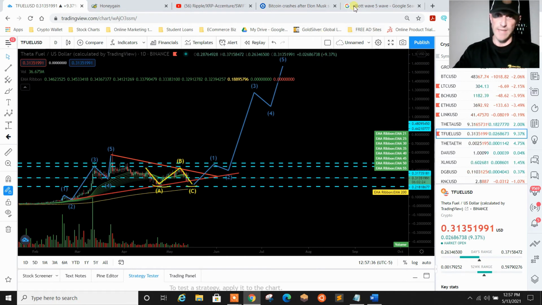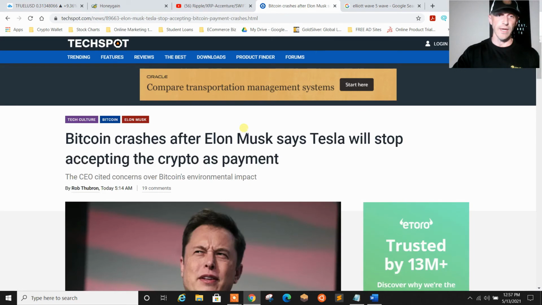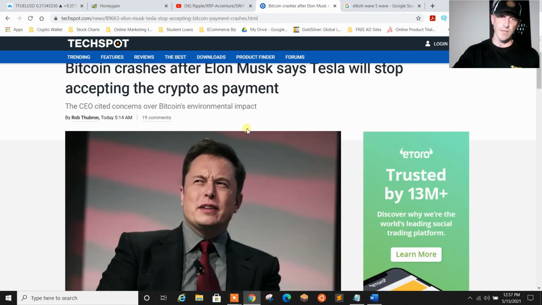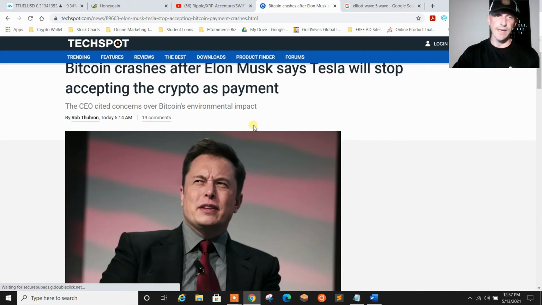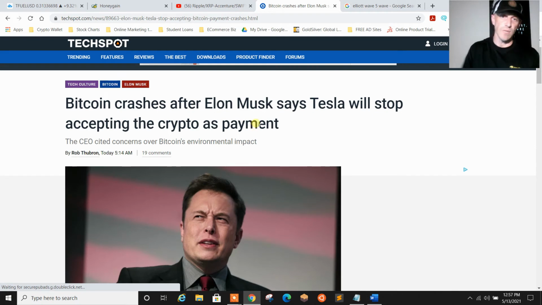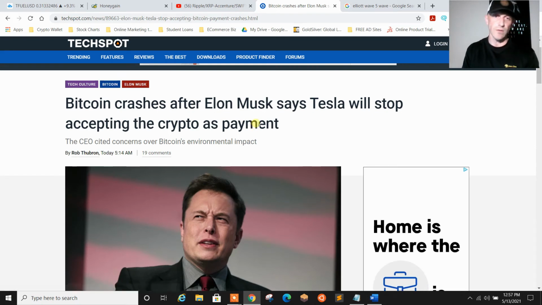So that's technical analysis right now on both of those coins. Let's go over here real quick because I was talking about FUD, fear, uncertainty, and doubt. And it's already made it into the headlines, of course, last night. And that was Elon Musk saying Tesla will stop accepting crypto as payment.